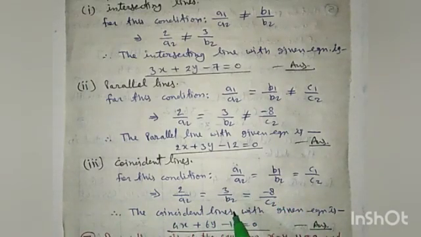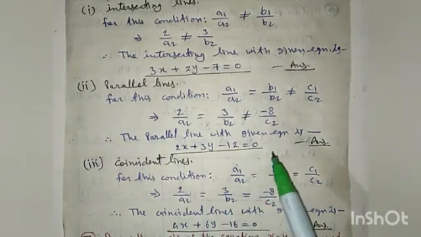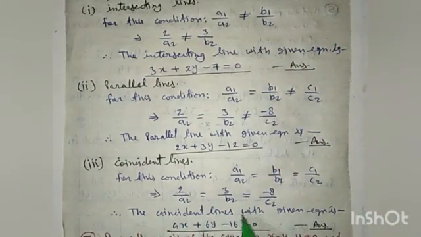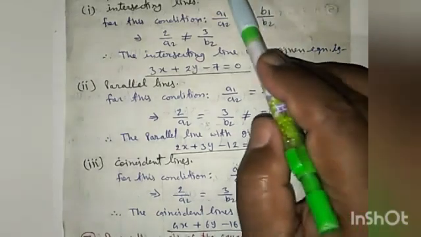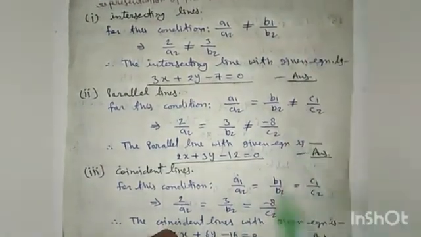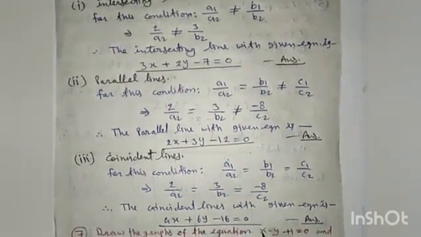Here the lines are coincident, so we get another line by multiplying equation 1 by any real number. So the coincident line with the given equation is 4x plus 6y minus 16 equal to 0. Here we have multiplied equation 1 by 2. So we have the coincident line 4x plus 6y minus 16 equal to 0.